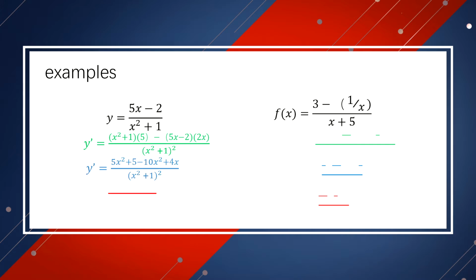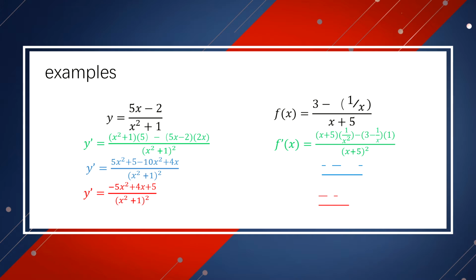Next, we only need to simplify it. It's like this. In the final step, we simplify again, and we get our final answer: negative 5x squared plus 4x plus 5 over x squared plus 1 squared. And we need to see the next example.